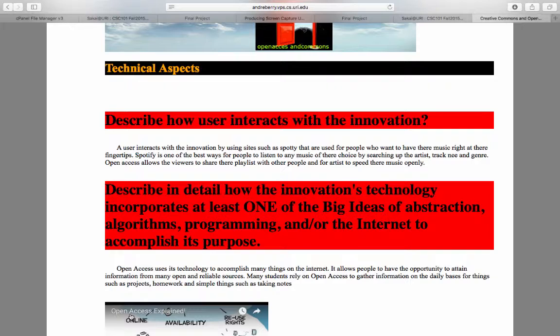I'm new on Spotify, so I'm just discovering it, and I've come to the conclusion that it's really a great source of music. Basically, a user interacts with innovation by using sites such as Spotify that are used for people who want to have their music right at their fingertips. Spotify is one of the best ways for people to listen to music of their choice by searching the artist, track, and genre. Open access allows the viewers to share their playlists with other people and for artists to spread their music openly.